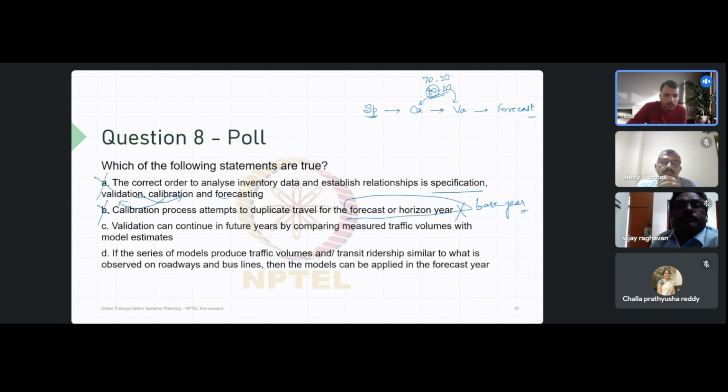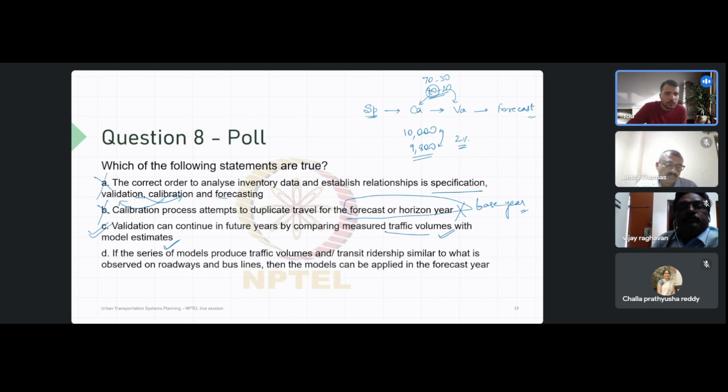Validation can continue in the future years by comparing measured traffic volumes with the model estimate. So yeah, this is correct. We'll pass in the data and see how much volume the model is generating versus what the measured traffic volume is. So let's say we develop a model now and after 1 year we see that the traffic volume is 10,000 and we find that the model estimated 1 year back around 9,800. So we have a reasonably good model. It is performing well with about a 2% error rate. So a decent model, so we can use it. That is the validation we do.